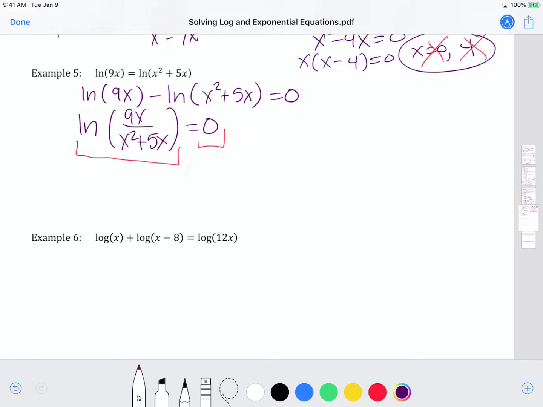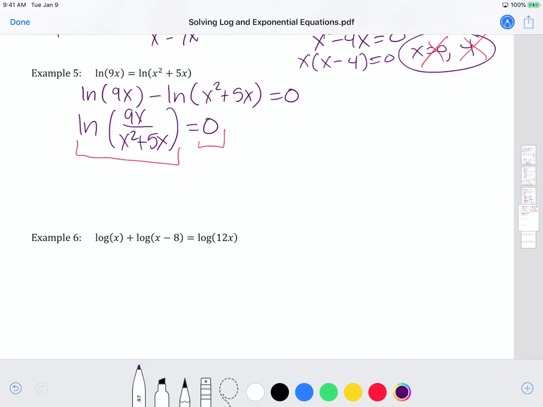Keep in mind that in the last few examples we've done, we've also gotten 0 on the right-hand side. It's just coincidental that these are the examples that I chose where we got 0 on the other side. It might not necessarily always be 0 over there, so keep that in mind.